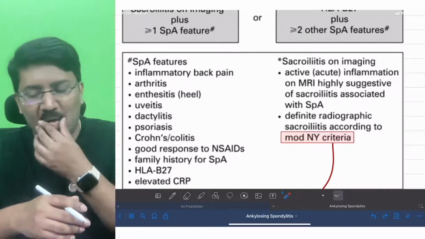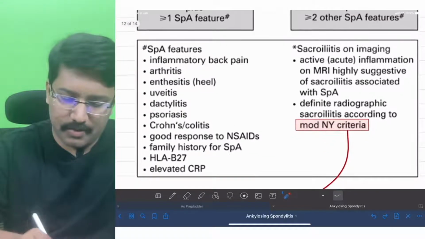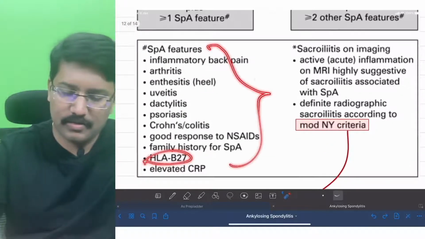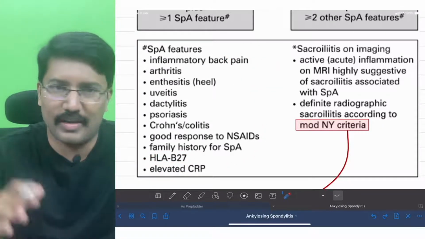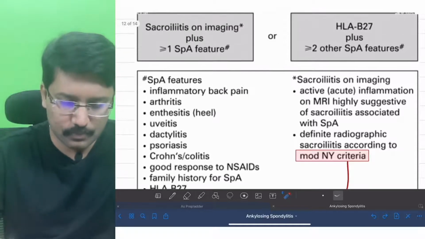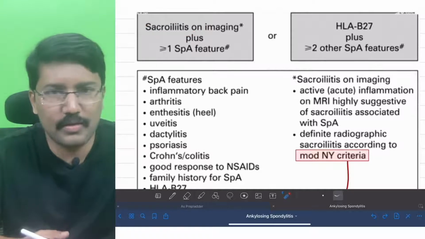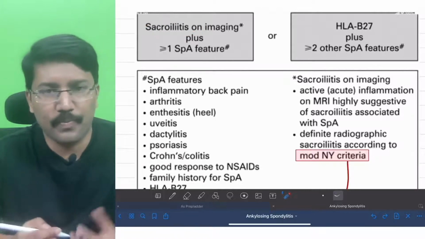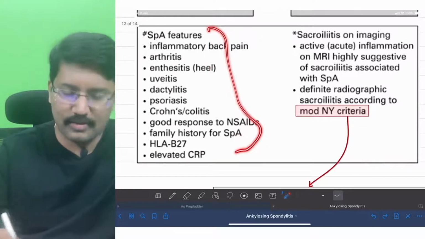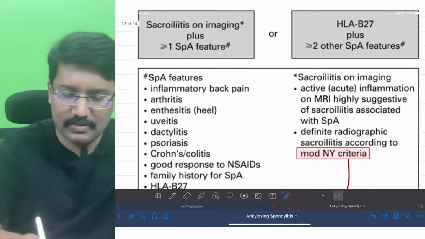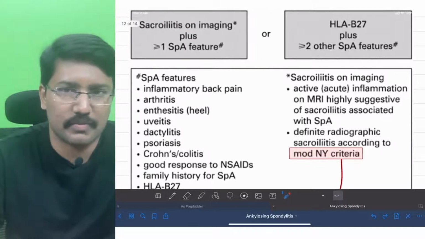Okay. Then if the patient has HLA-B27 positivity, then he should have at least two of these to be classified as ankylosing spondylitis or axial spondyloarthritis. If we have done an X-ray of the hip joint and sacroiliac joint and we know that there is inflammation there, then any one of these additionally present, that is more than enough. But this sacroiliitis imaging has certain characteristic criteria to be satisfied.